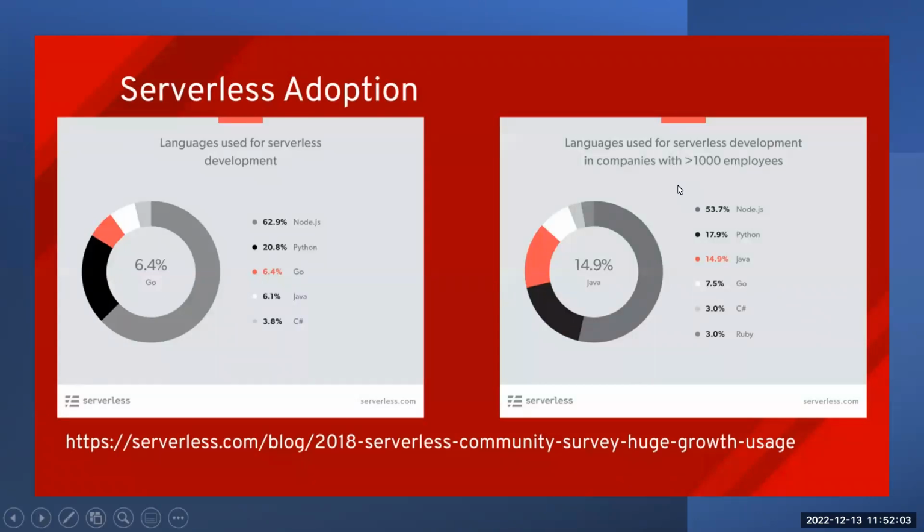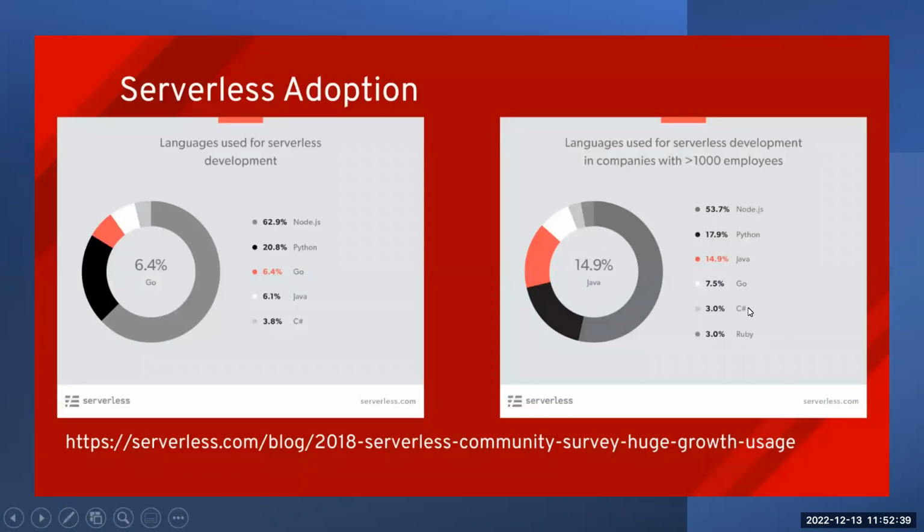But we have seen a trend where, in companies having more than 1,000 employees, the language which they prefer for instant reactive style of coding is Node.js or Python. Only 14% of those companies use Java. And the reason why Java is not used by most of the microservices or serverless applications is because of its startup time.